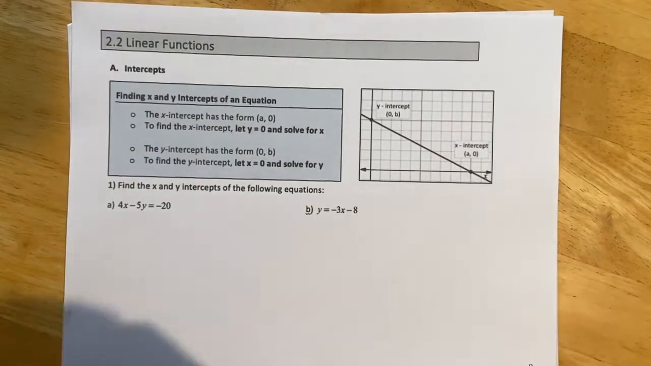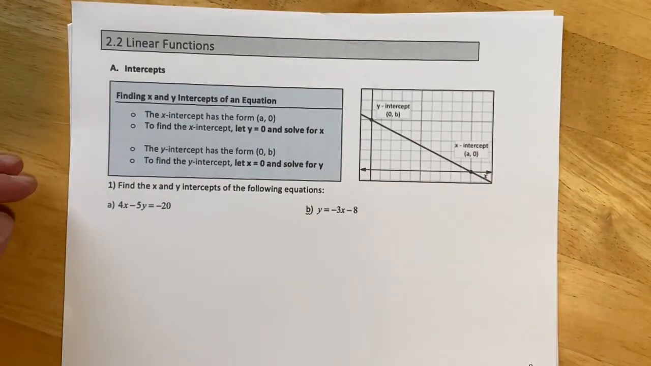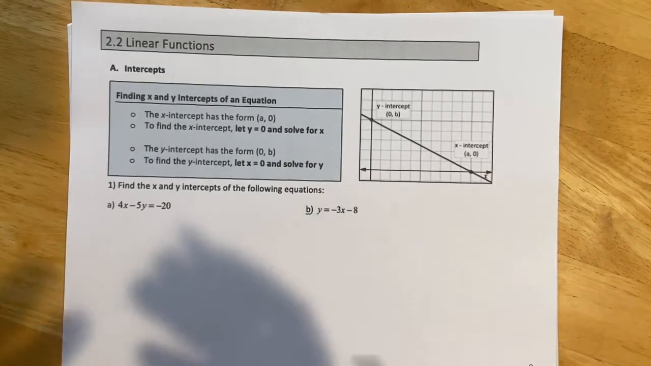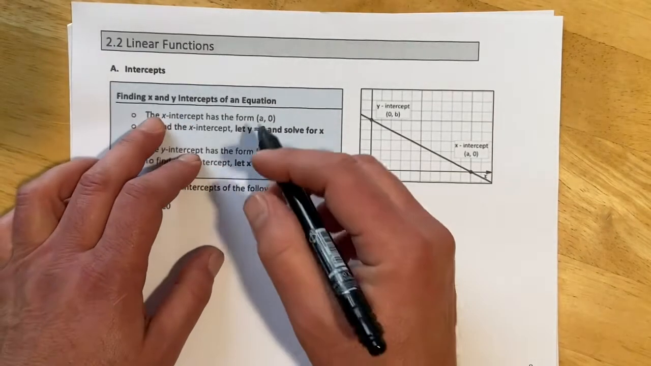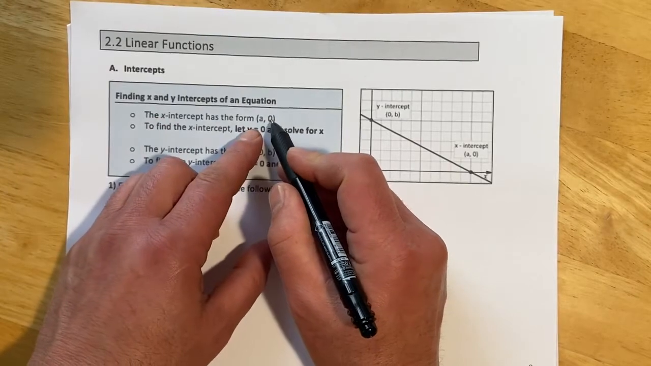Okay, so for part one, starting off with intercepts. And we're going to see intercepts in all different versions in this course. Any kind of equation can have an intercept. But the key thing with intercepts is if you're looking for an x-intercept, it's going to have the form, some value and 0.